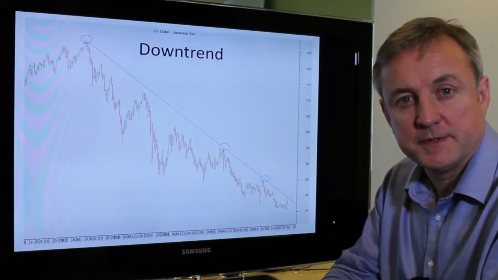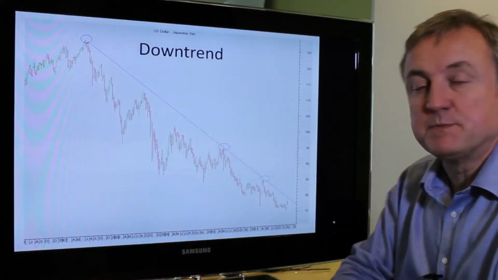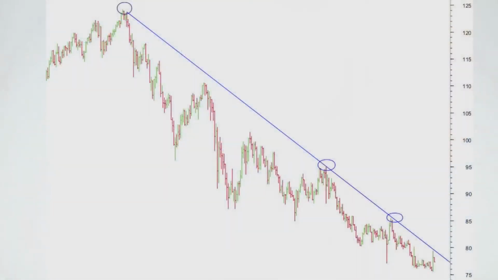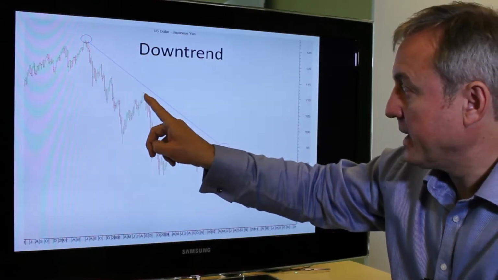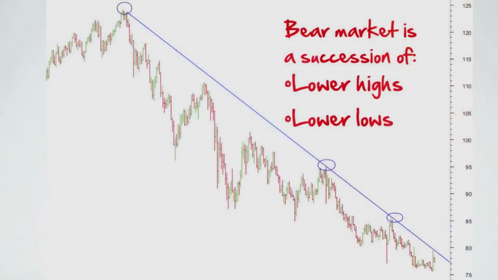Here then is a downtrend. It's the dollar yen, spot dollar yen, and it's a trend from 2007 to the present day, late 2011. It's a bear market characterized by a succession of lower highs and a succession of lower lows.